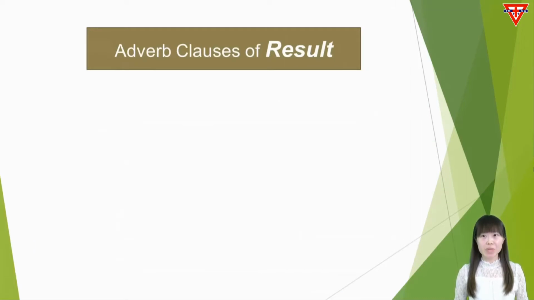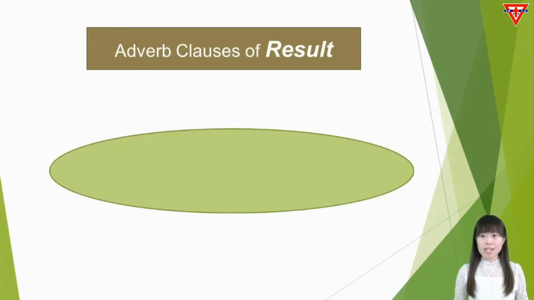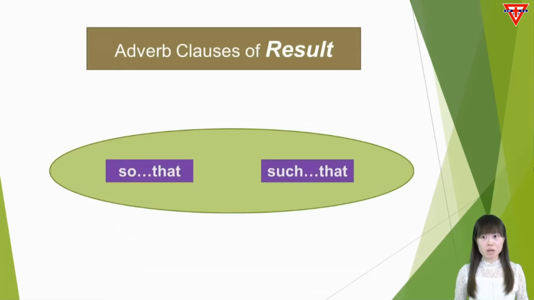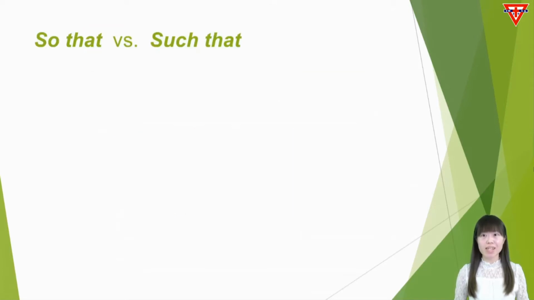First, adverb clause of result. An adverb clause of result or consequence is used to say what happens or what may happen as a result of the action mentioned in the main clause. The chief conjunctions used to introduce adverb clauses of result are so...that and such...that.